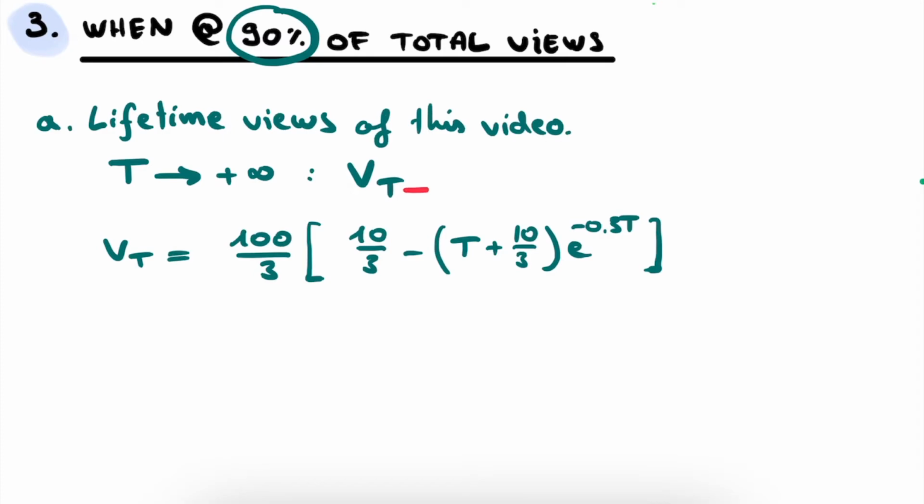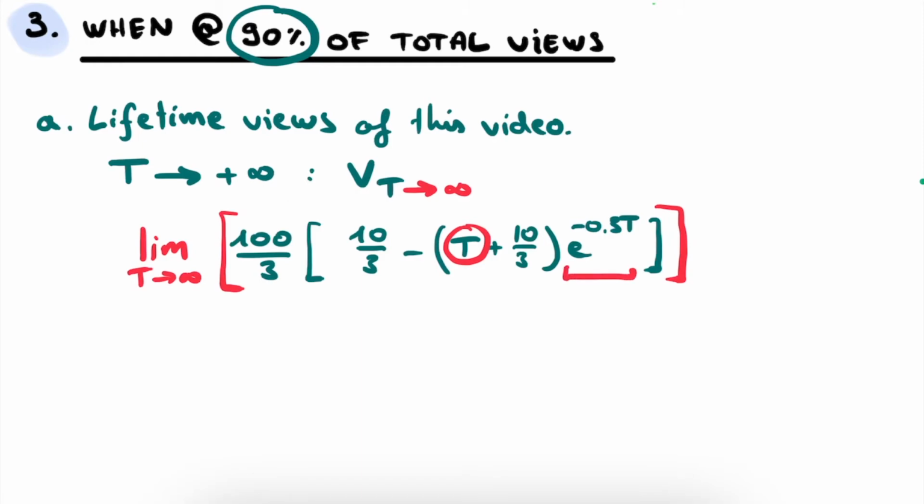Now, if you want T to go to infinity to find the total lifetime number of views of this video, what we need to do is to take a limit, namely the limit of T going to infinity of this entire function. And why do we take the limit? Well, simply filling in T equal to infinity, we get an infinite number here, but we multiply by 0, since e to the power of minus infinity becomes 0. And then we get 0 multiplied by infinity, which doesn't help us very much. Therefore, we take the limit of T going to infinity.